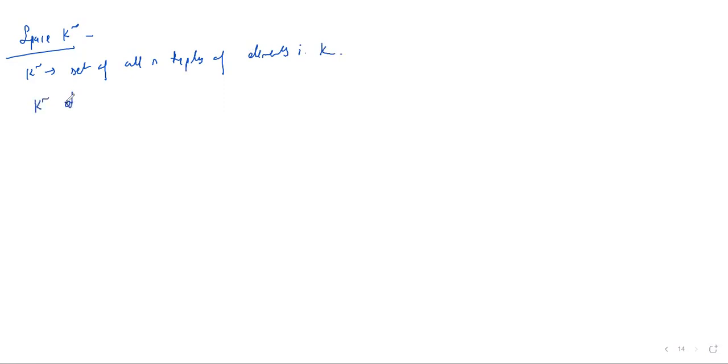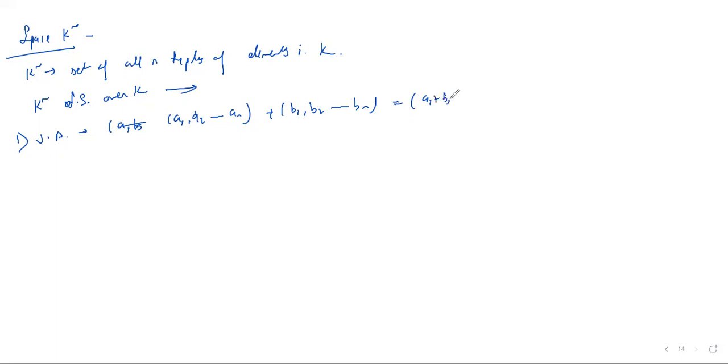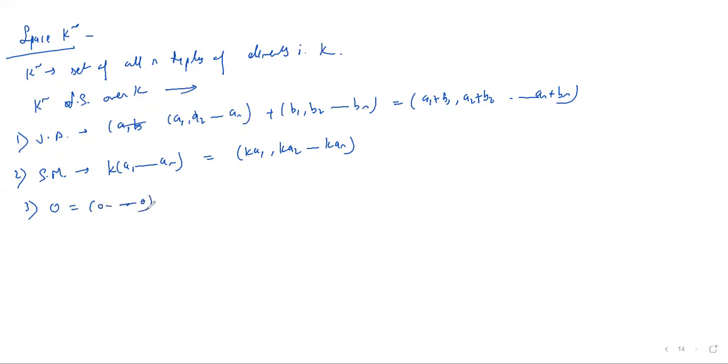K^n is a vector space over K by first, vector addition: (a1, a2, ..., an) plus (b1, b2, ..., bn) becomes (a1 plus b1, a2 plus b2, ..., an plus bn). And scalar multiplication, which is k times (a1, ..., an) equals (k a1, k a2, ..., k an). The third one is the existence of the zero element, which is the zero vector (0, 0, ..., 0). And the fourth one is the existence of a negative vector: if I negate this vector, minus (a1, a2, ..., an) becomes (minus a1, minus a2, ..., minus an).